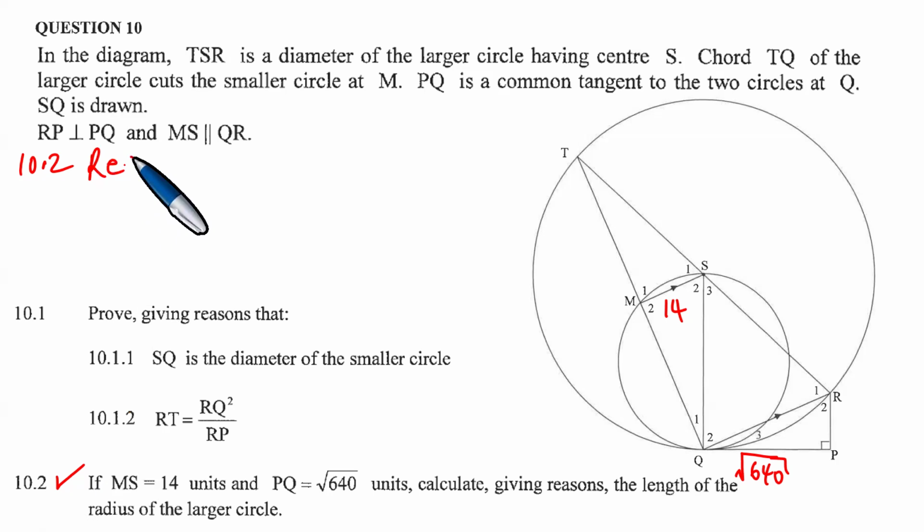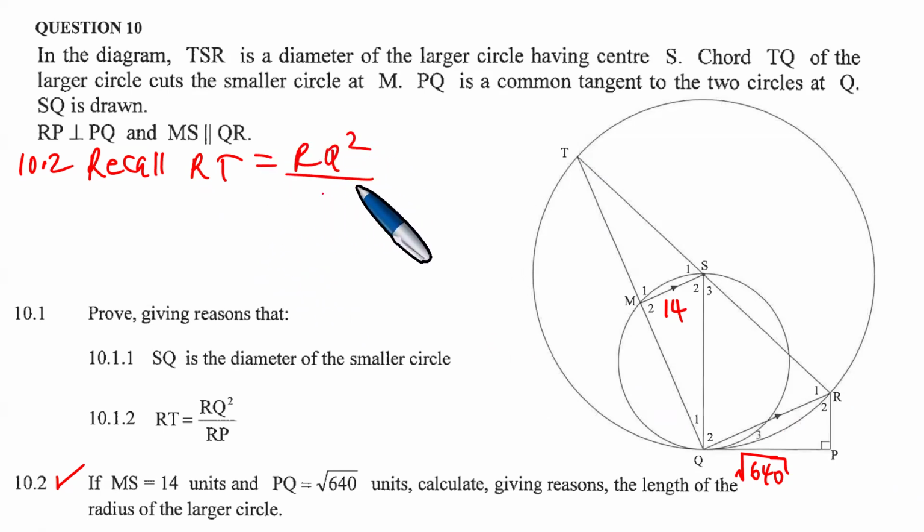Recall that. Now to use this, we want to find the radius of the larger circle. First things first, what do we have? We have RT. We can find RT first, because RT is the diameter, so RT is equal to RQ squared divided by RP.